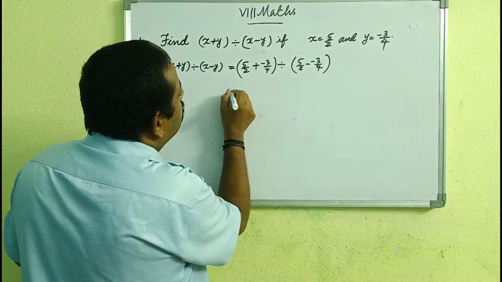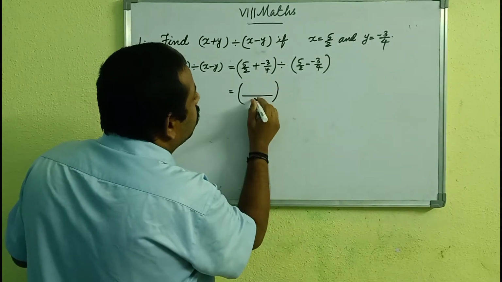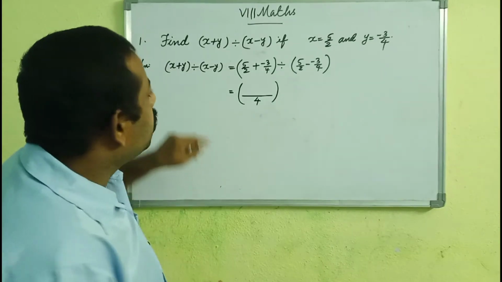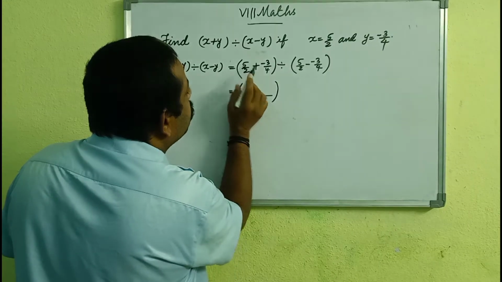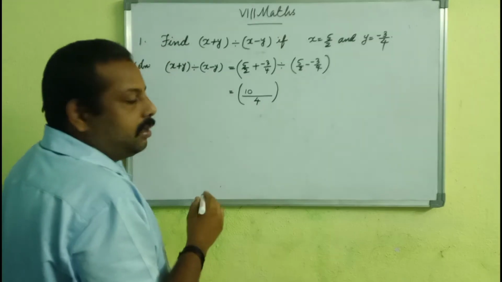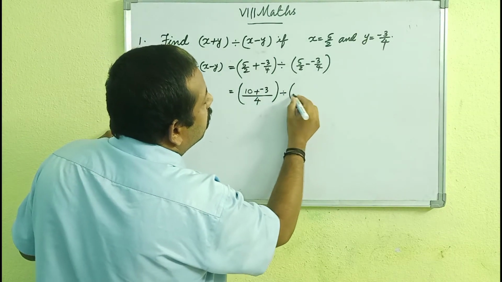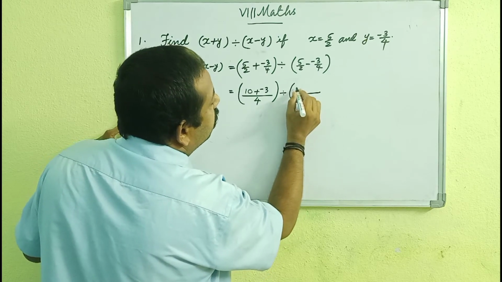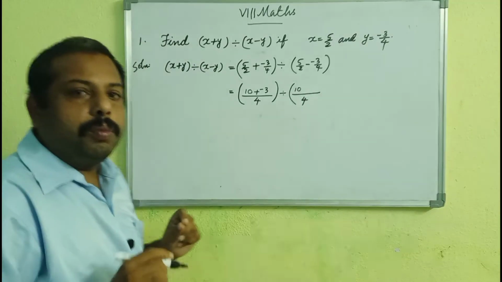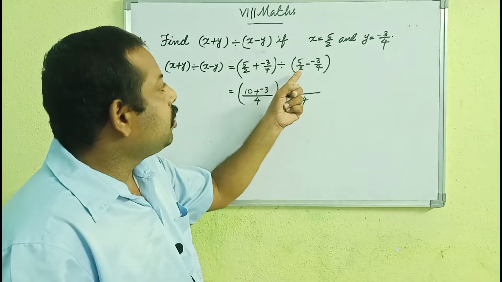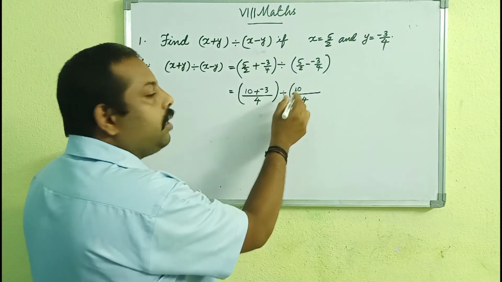So it can be written as, you know that LCM should be found out. LCM of 2 and 4, I am writing 4 directly. This 2 should be multiplied by 2 to get 4, so 5 also should be multiplied by 2 to get 10, plus minus 3 divided by 4. Same way, 2 twos are 4, 5 twos are 10, because denominators should be the same.